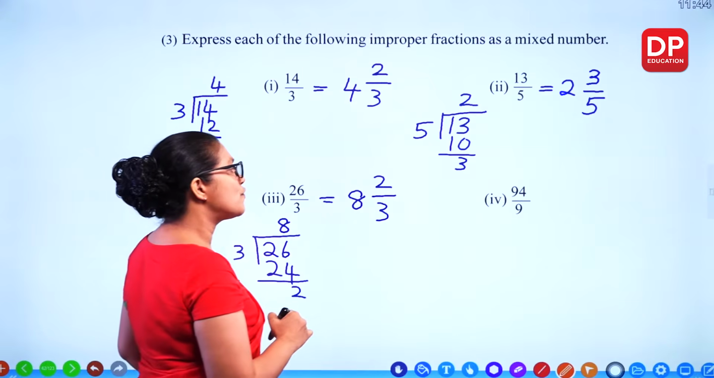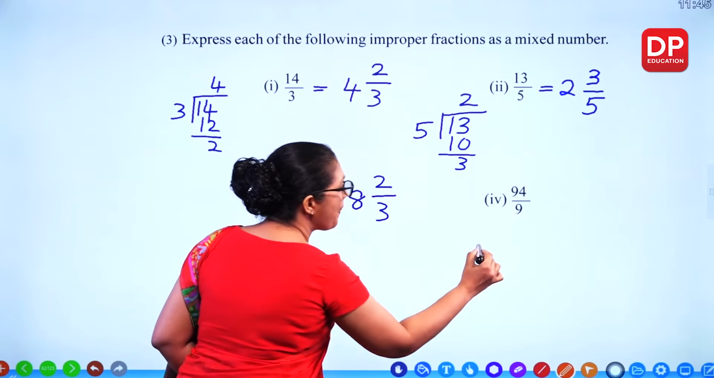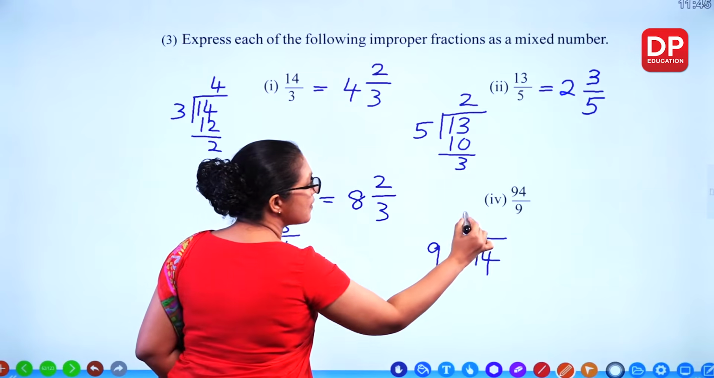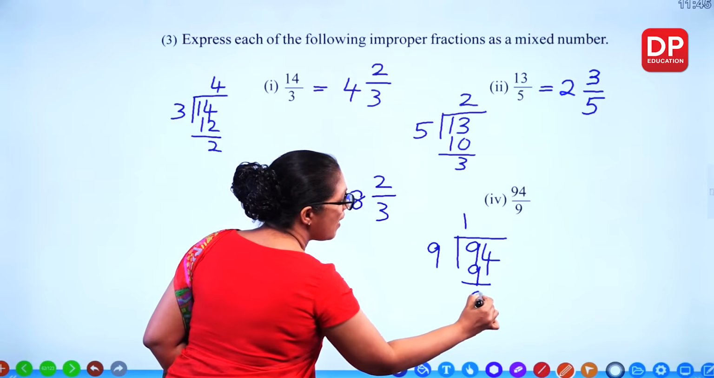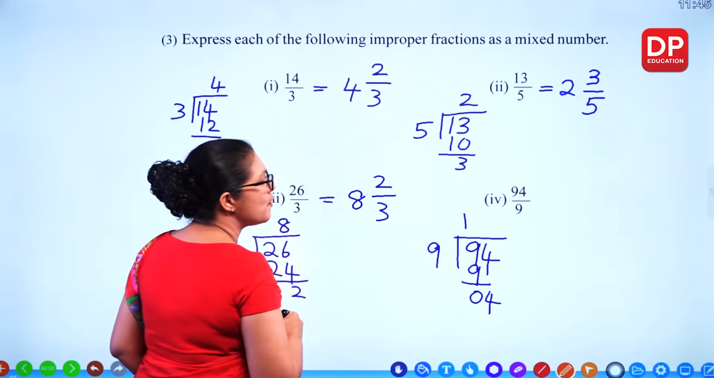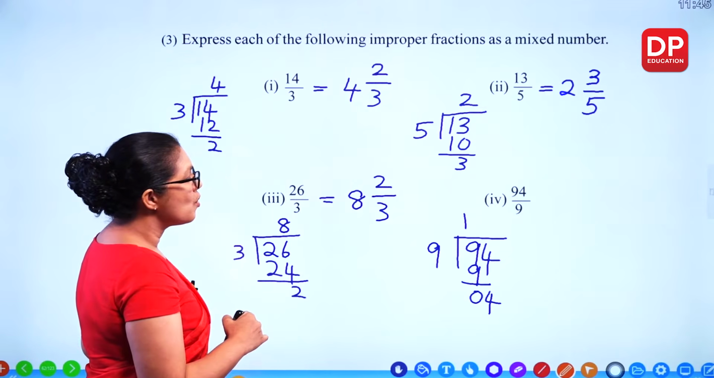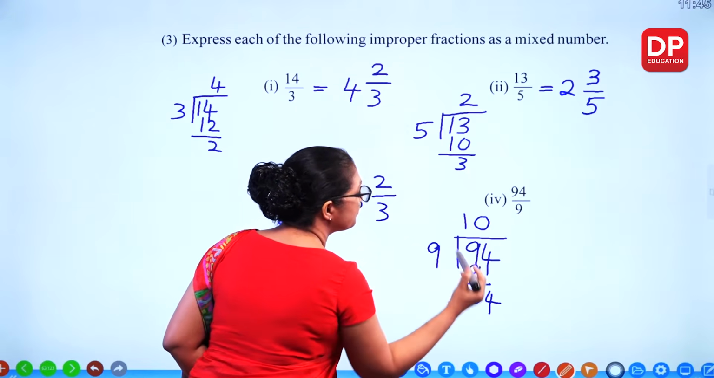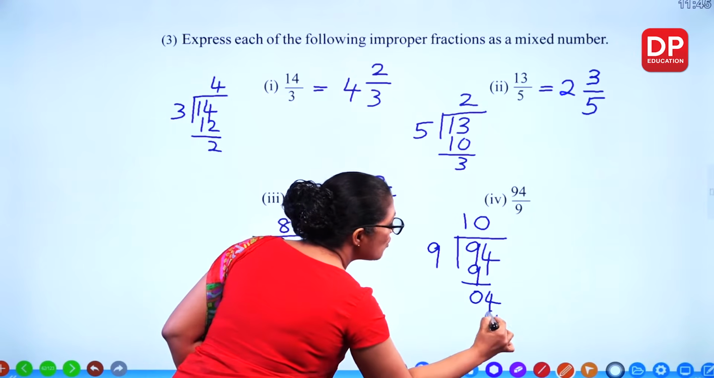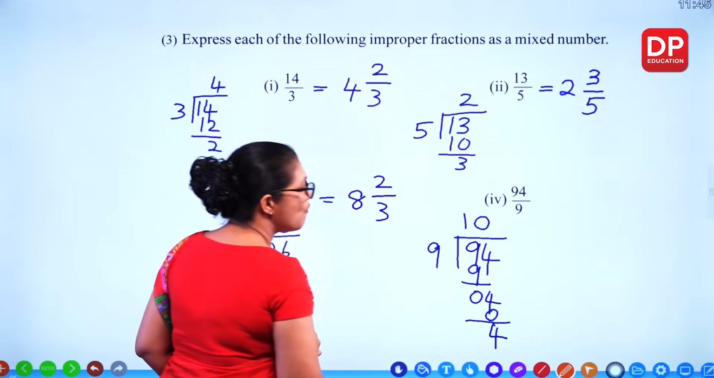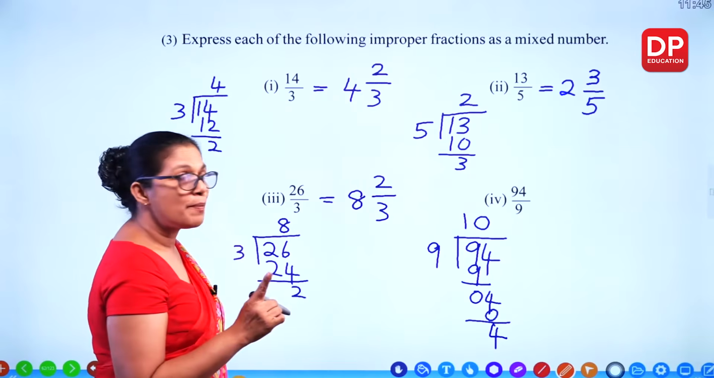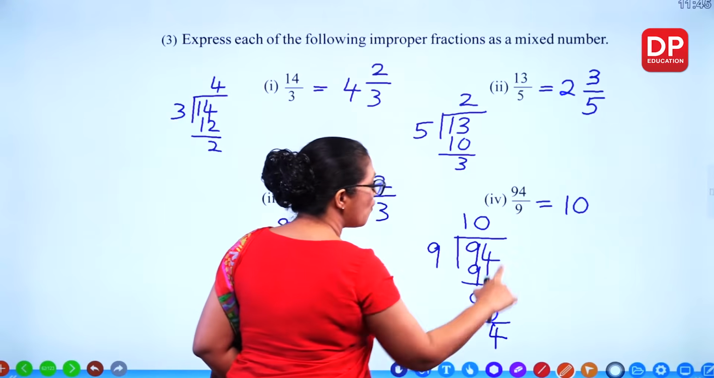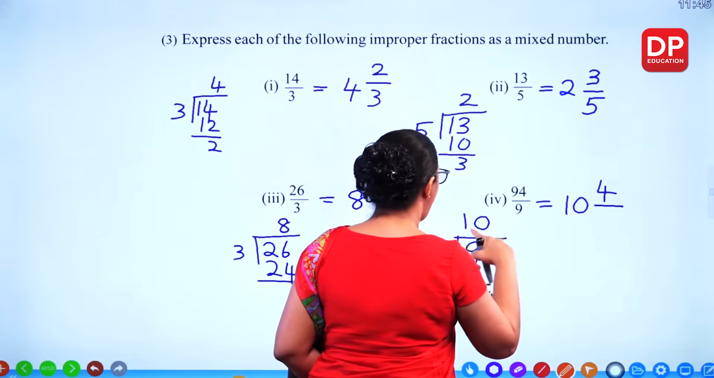This one, 94 divided by 9. Use long division. How many 9's are there? This is 1. Remaining part is 0 and here you get 4 there. So for 4, that's nothing. So nothing means your remainder is 4. So how many full parts? You get 10 full parts and 4 parts remaining out of 9.